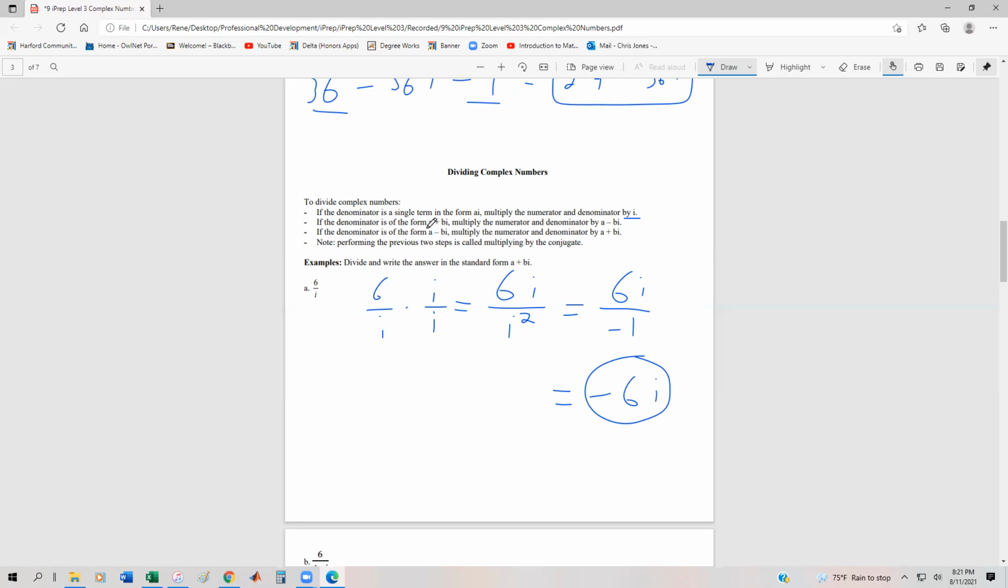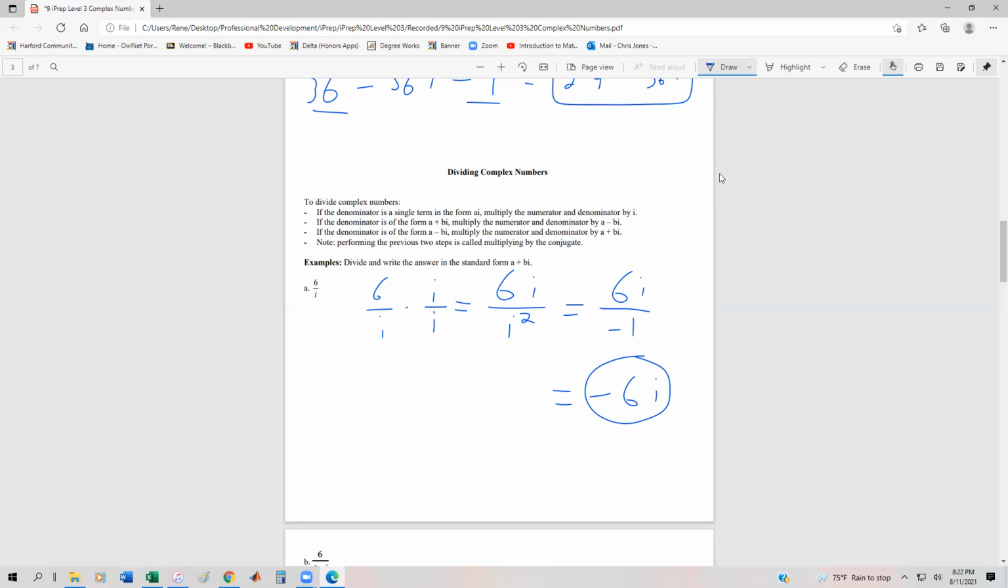Now, if we have 2 terms in the denominator, like an a plus bi, then instead of multiplying by i, we're going to multiply by a minus bi. So we're just going to change the sign in the middle. And subsequently, if we have an a minus bi, we're going to multiply by a plus bi in the numerator and denominator. That's called multiplying by the conjugate. All right, and we're going to see as we go through our mathematical careers that the conjugate is a powerful tool for rewriting lots of different expressions, even in trigonometry and calculus.